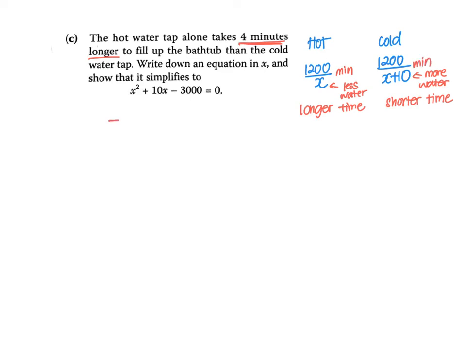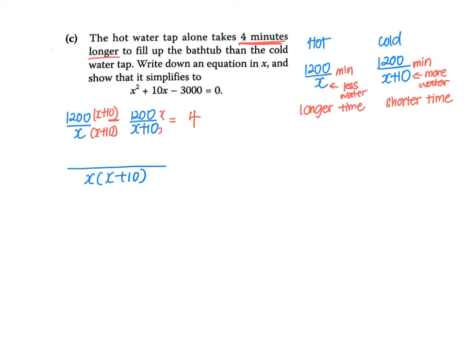So how do I find the difference? Something minus something will give me 4 minutes. So we'll take the longer time minus the shorter time, which is 1,200 over x minus 1,200 over x plus 10. Now what can we do? We'll make it into one single denominator. Multiply the numerator with x plus 10. And on the other side, multiply with x. So we'll get the difference to be 4 minutes.